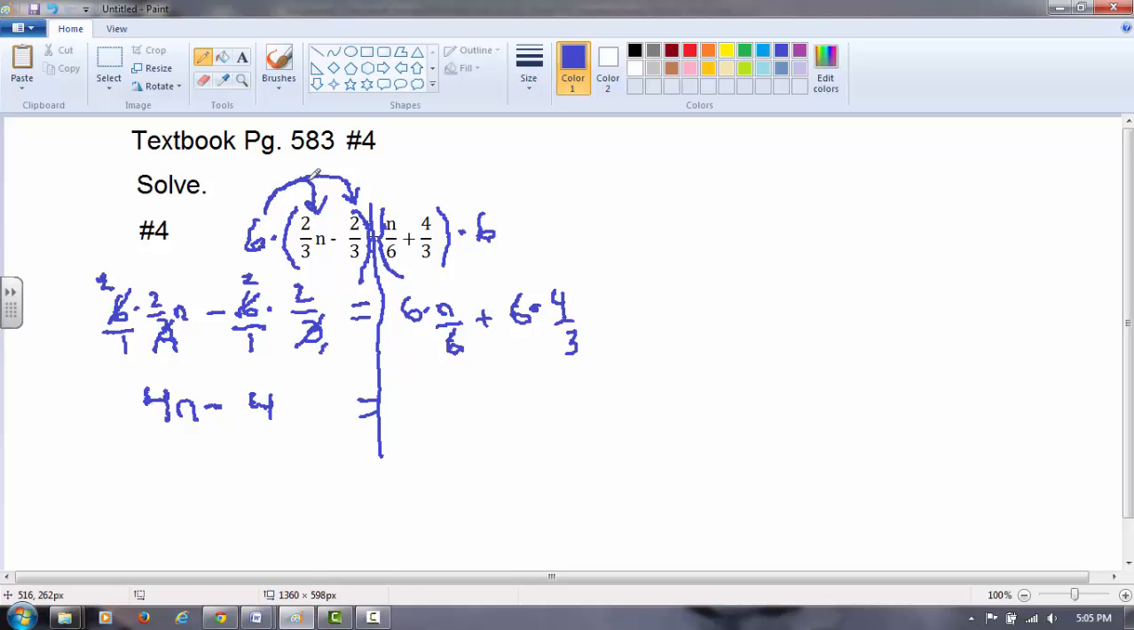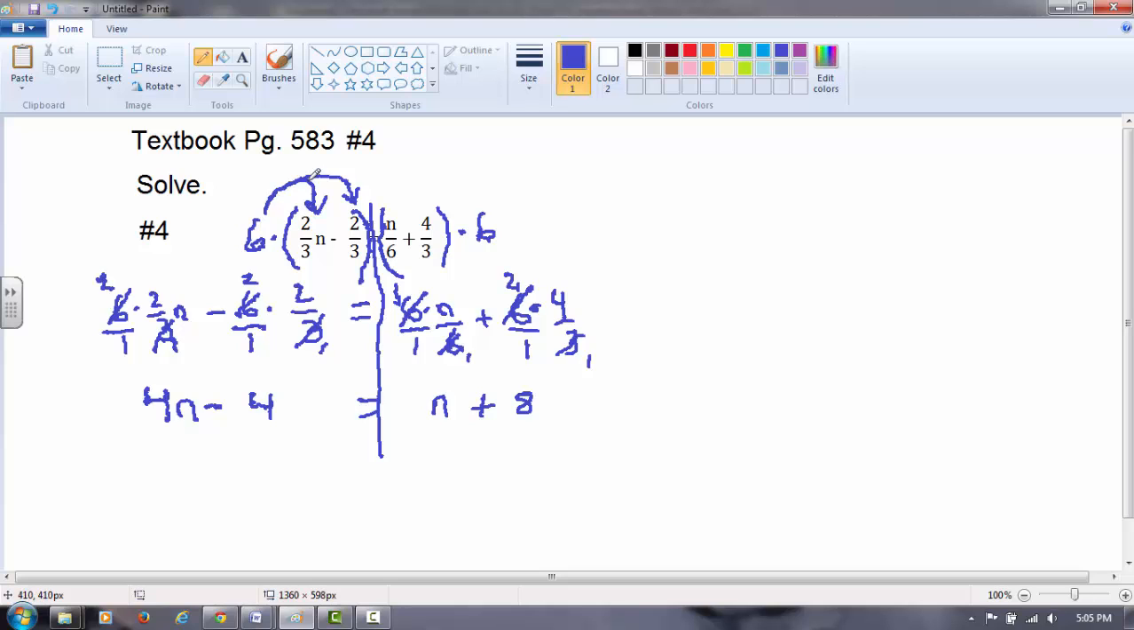Now let's head over to the right-hand side. I have 6 times n over 6. I can actually cancel these two, which leaves a 1, and 1 times n is just n. So I'm going to write this down as an n. And over here, let's put 6 over 1. Let's divide by 3, we get a 2. Divide by 3, I get a 1. 2 times 4 is 8.